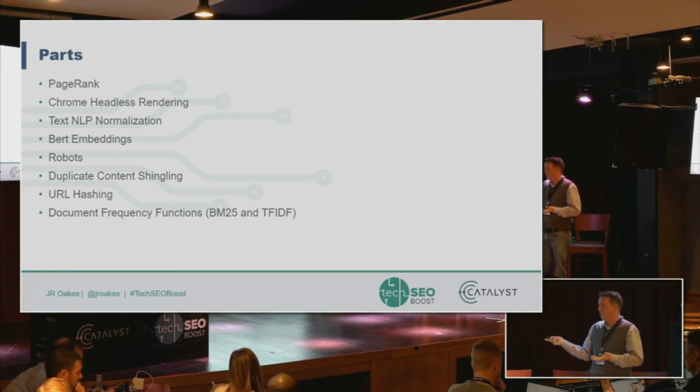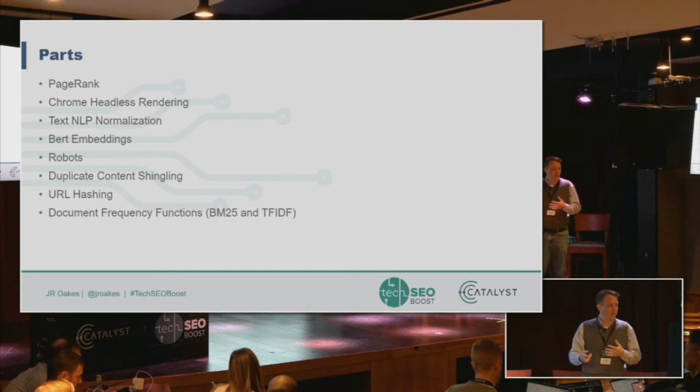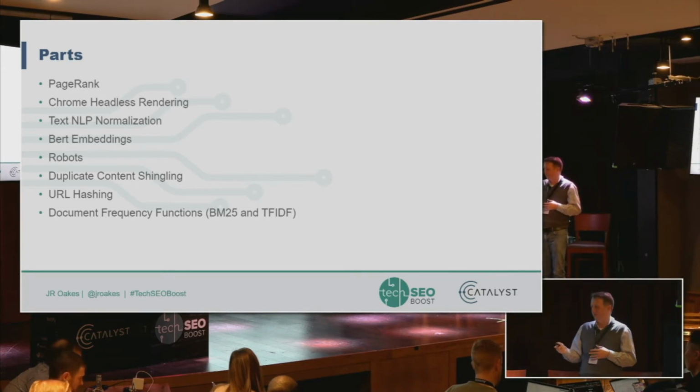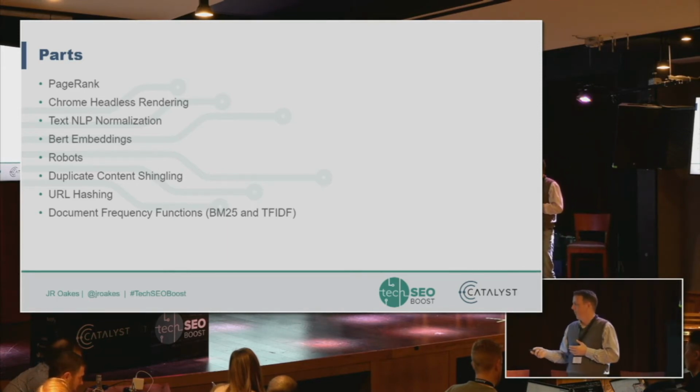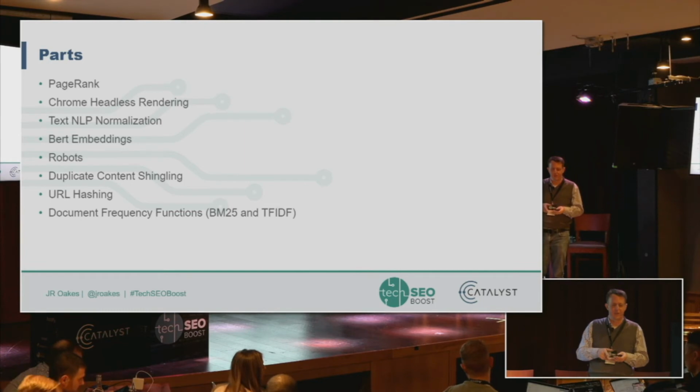We incorporated BERT embeddings, which is kind of cool. Robots, duplicate content shingling, which is the min hashes I talked about earlier that compare duplicate content. I did URL hashing just because I thought that was the right thing to do. And then I included 2 document frequency functions, which is BM25 and term frequency.